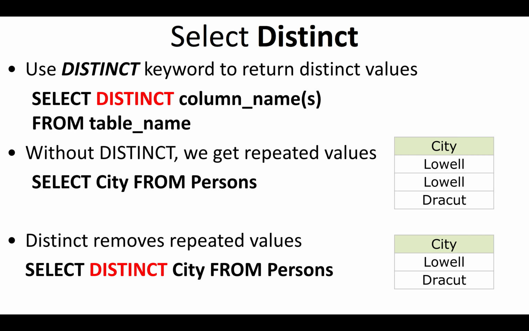Okay. Sometimes some of the information that's coming through might be repeated, especially if you're referring to a single field and that field is not a primary key. Often, chances are that field might have repetitions or duplicates. So, for instance, if you say select city from persons, it might be that quite a few folks live in Lowell. But you can ask for distinct, meaning make sure that the results are distinct.